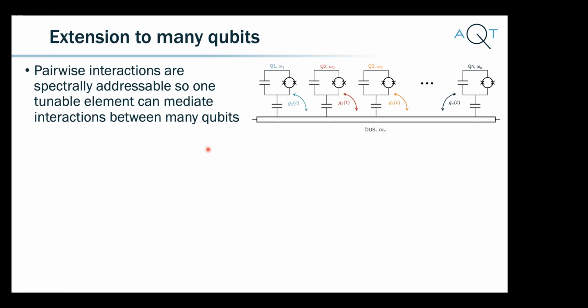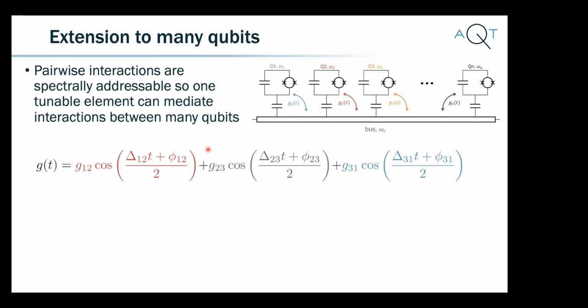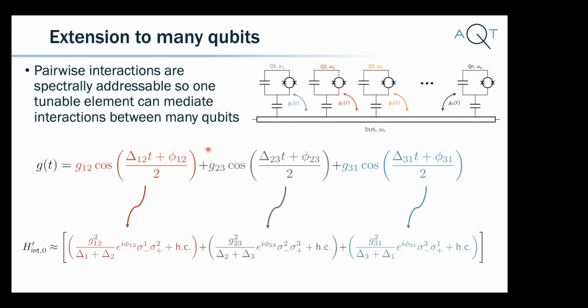To give you a concrete example, consider the first three qubits in the system. If you are to provide them with this common coupling to the bus resonator with this form, and you modulate the coupling at these three different frequencies that correspond to half of the detuning between the desired qubit pairs, with the transformation, you arrive at this effective Hamiltonian. You can see that this is a nice one-to-one mapping from the spectral content of your coupling elements to the corresponding interaction Hamiltonian.